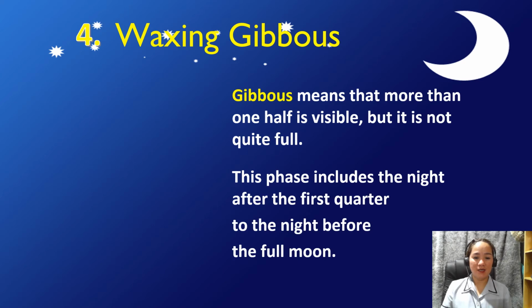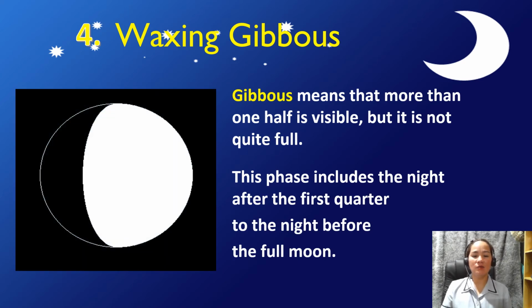The fourth one is waxing gibbous. So what do you mean by gibbous? Gibbous means that more than one half is visible, but it is not quite full. This phase includes the night after the first quarter to the night before the full moon, so it lasts longer.